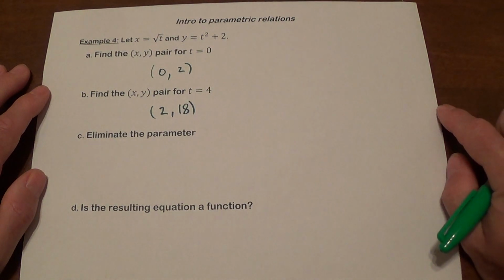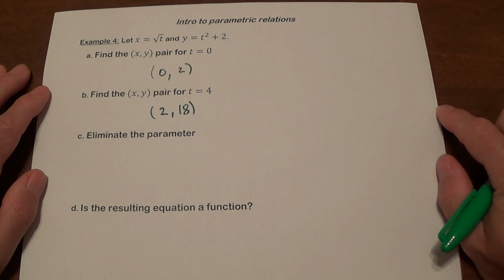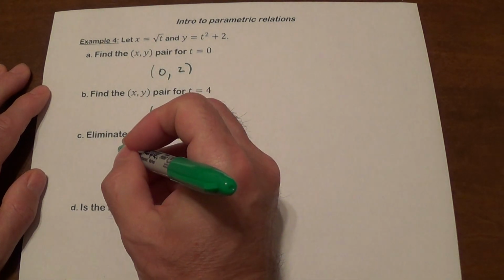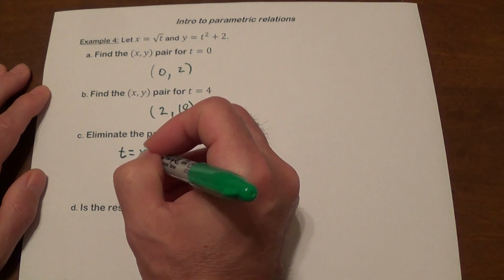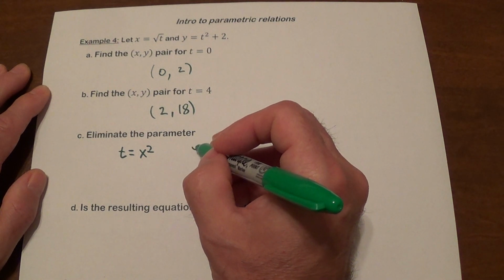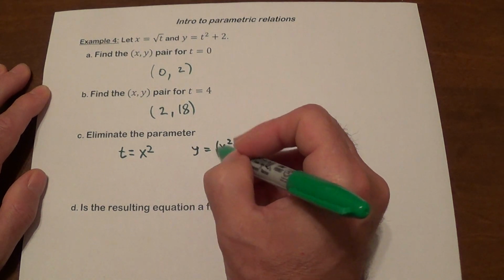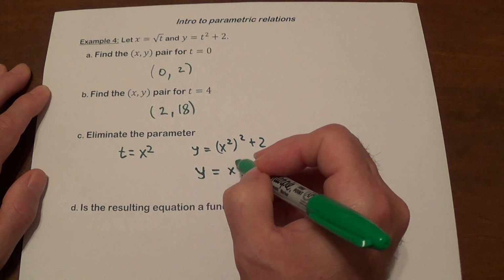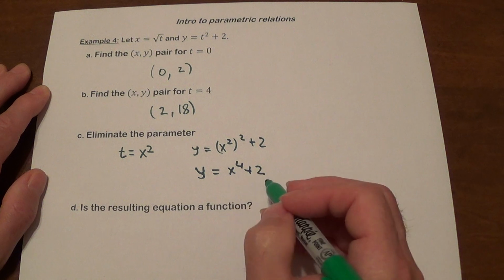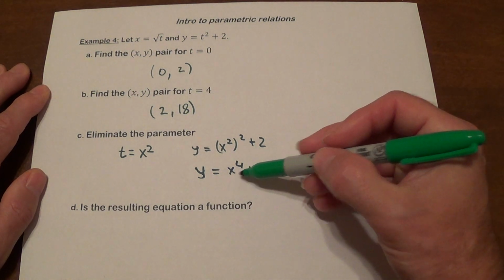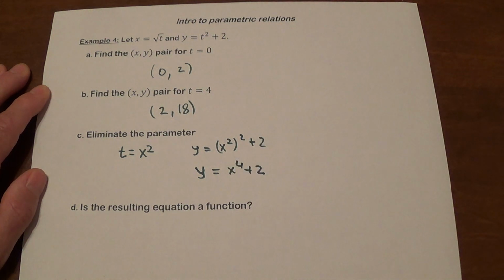To eliminate the parameter here, you can solve the first equation, the x equation, for t, which gives you t equals x squared. Substitute it into the second equation, which is y equals t squared plus 2, so y equals x squared squared plus 2. That gives you y equals x to the 4th plus 2. That is going to be a function, because for every x that you can use, you're going to get a unique value of y.